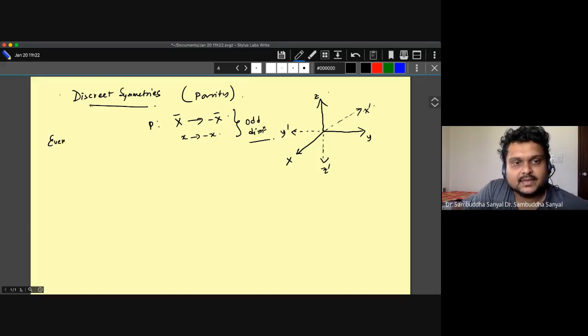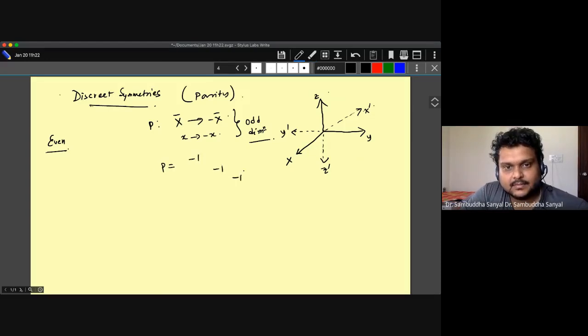So even dimension, it's a little different. Let me just complete the definition, because otherwise you will not find why I'm doing these two different things. We know that you can write a rotation like that. A rotation can be written as cos theta, sin theta, and all that. Similarly, a parity operation can also be written as a matrix with -1, -1, -1 on the diagonal and zeros elsewhere. So this is the parity matrix.